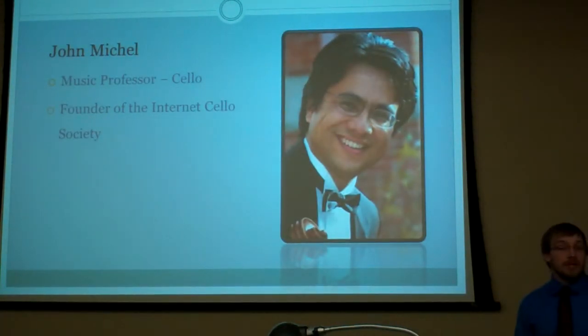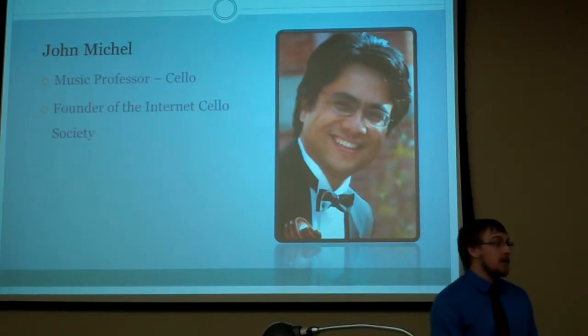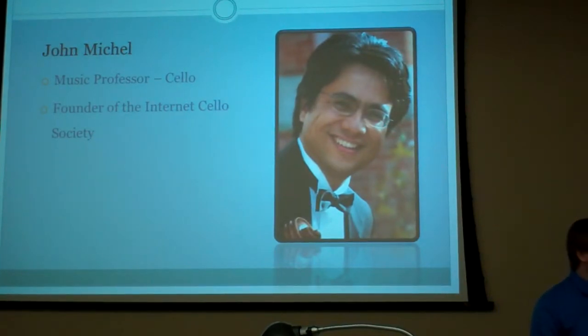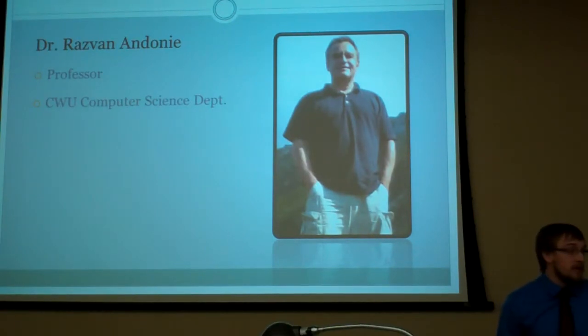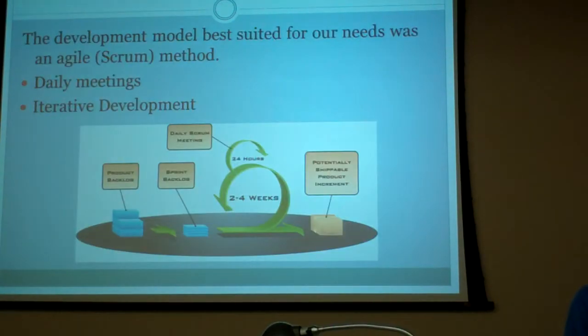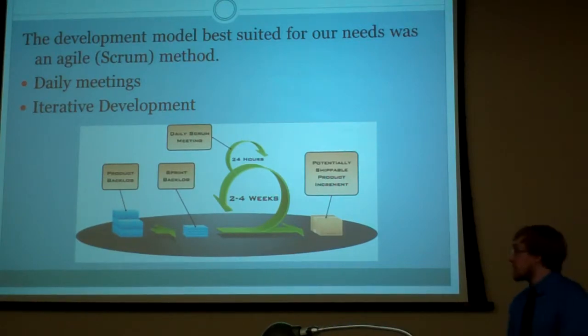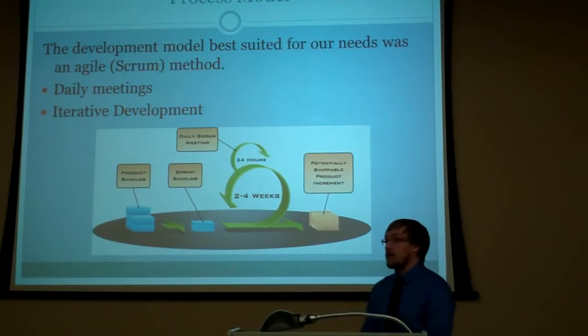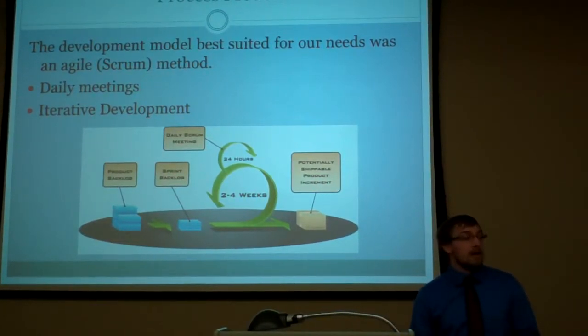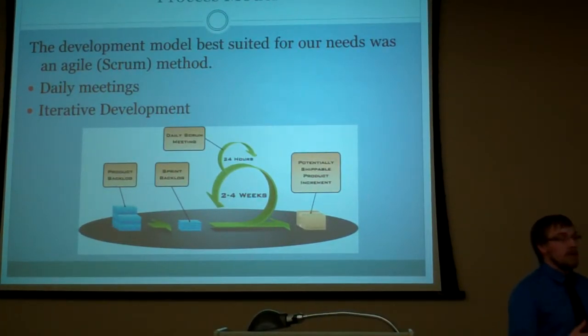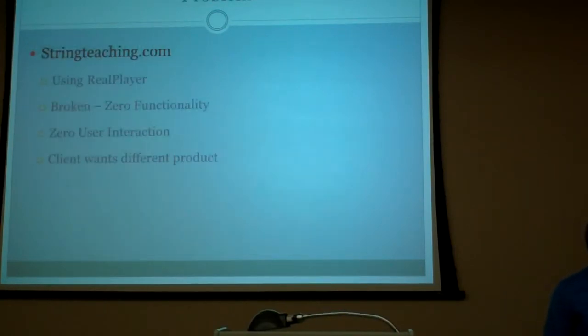So our client is John Michel. He's a music professor. He also founded the Internet Cello Society. Our faculty advisor is Razvan Andoni. He's a professor here. So our process model is the Agile Scrum development process model. This allows us to keep up to date with our client, get feedback as quickly as possible so that we can implement the new features he wants.